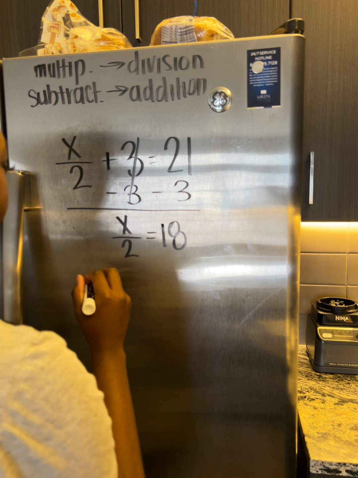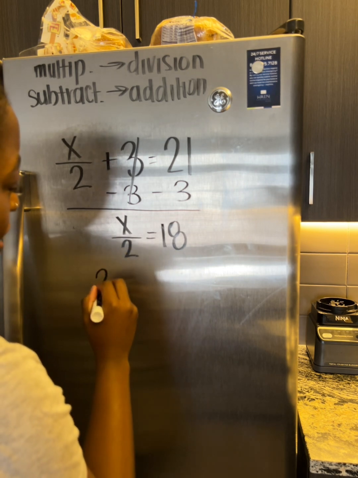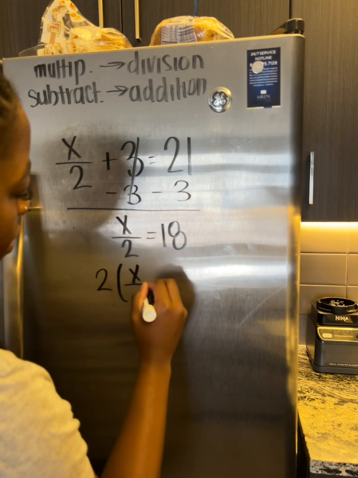So I'm going to come down and multiply by 2 on both sides so I can get rid of that denominator. Can y'all see that? Yeah.